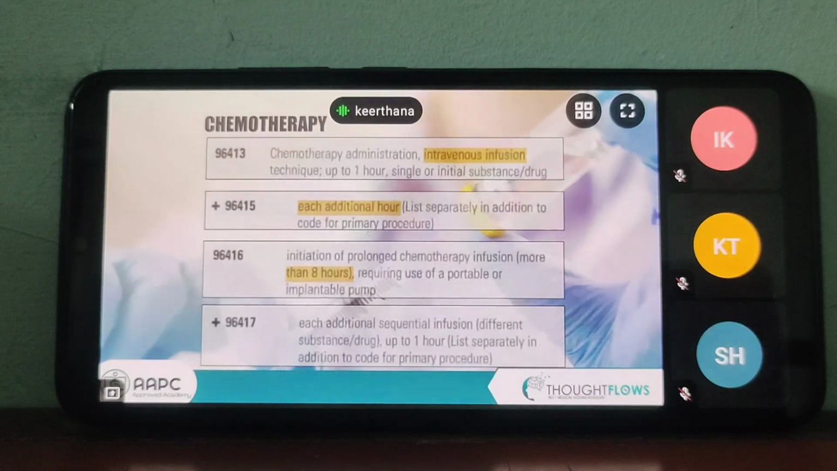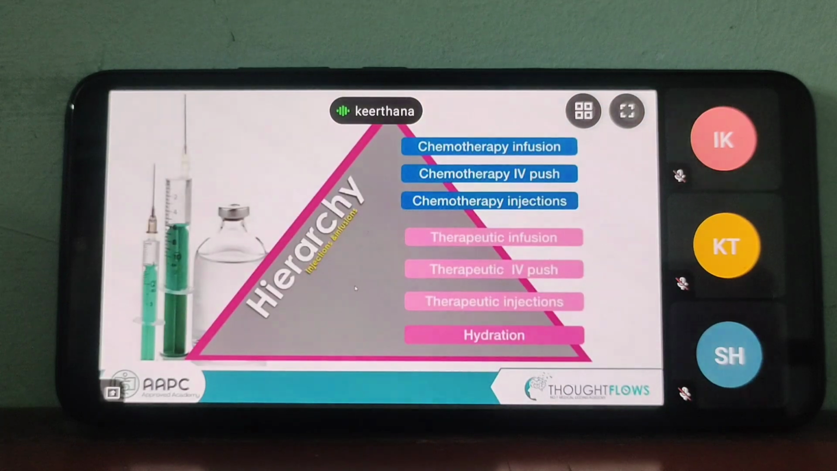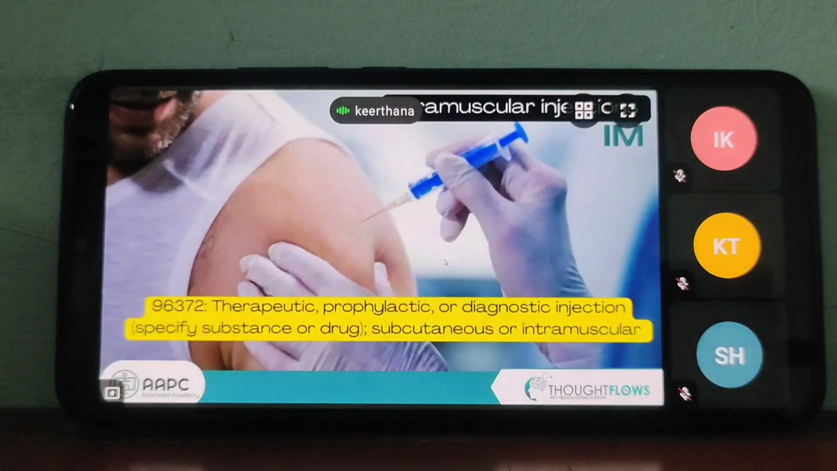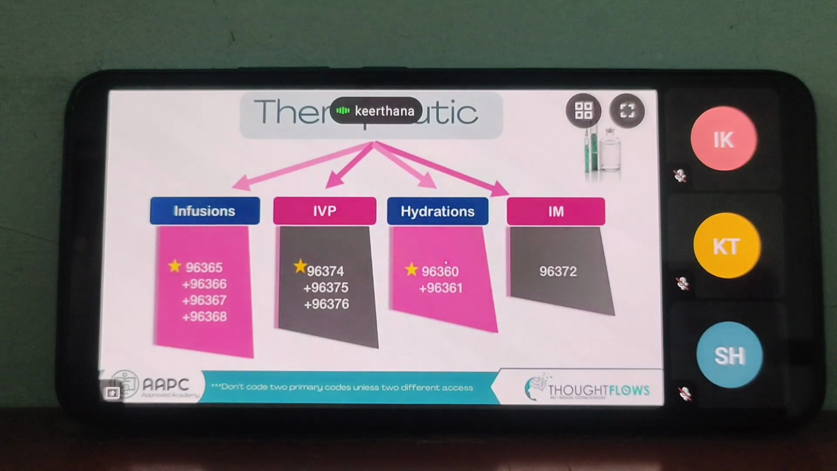Okay. So that's what I have told on the concepts now. Primarily you will be coding for the infusion, IV push, and then for the hydration. In this also, the chemotherapy has been given for a high dollar value, followed by the therapeutic. The chemotherapy codes are what we have seen, and therapeutic denotes the codes we have seen already on infusion, hydration, and intravenous push. Is it clear? Yes, sir.